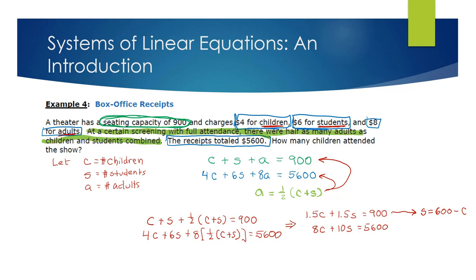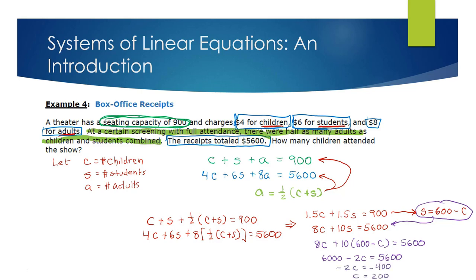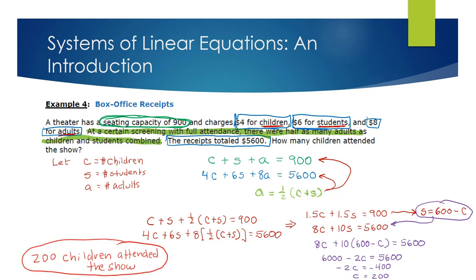So 8C plus 10S equaling 5,600 can now be 8C plus 10 times (600 minus C) equals 5,600. I simplify that. I'll subtract 6,000 from both sides, and I'll divide by -2. And I get that C is 200, which means that there were 200 children attending the show.